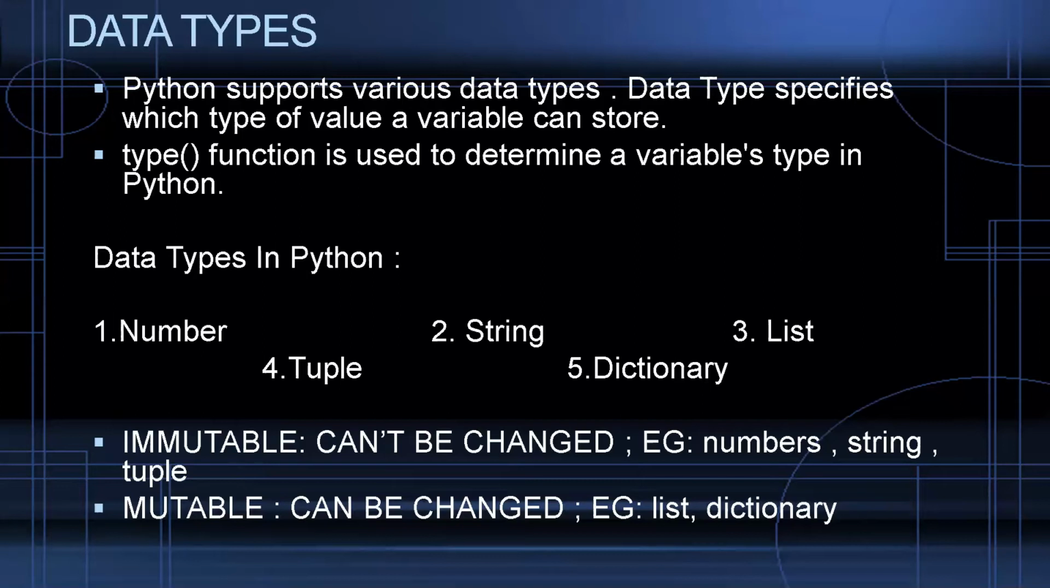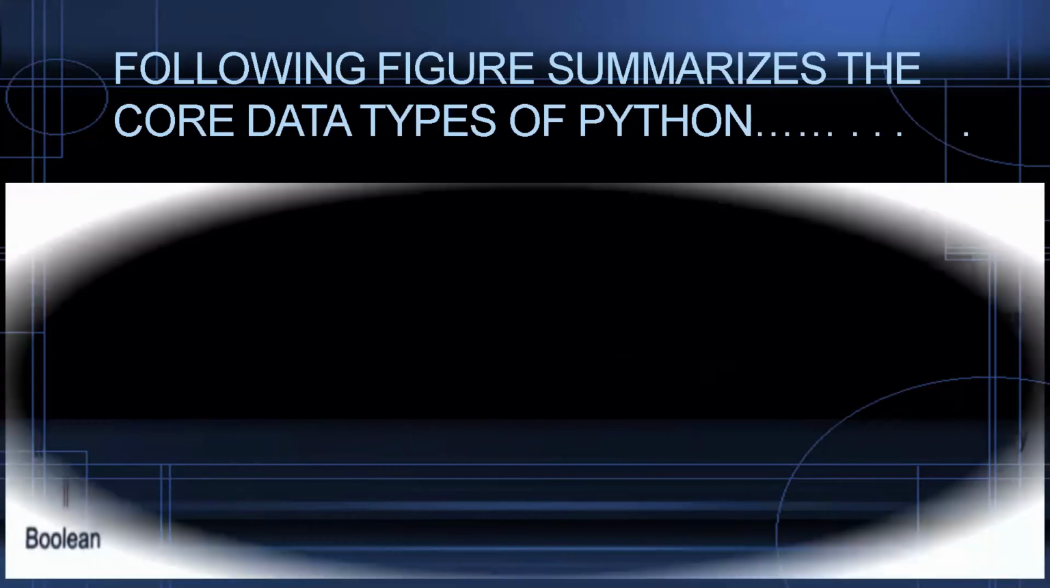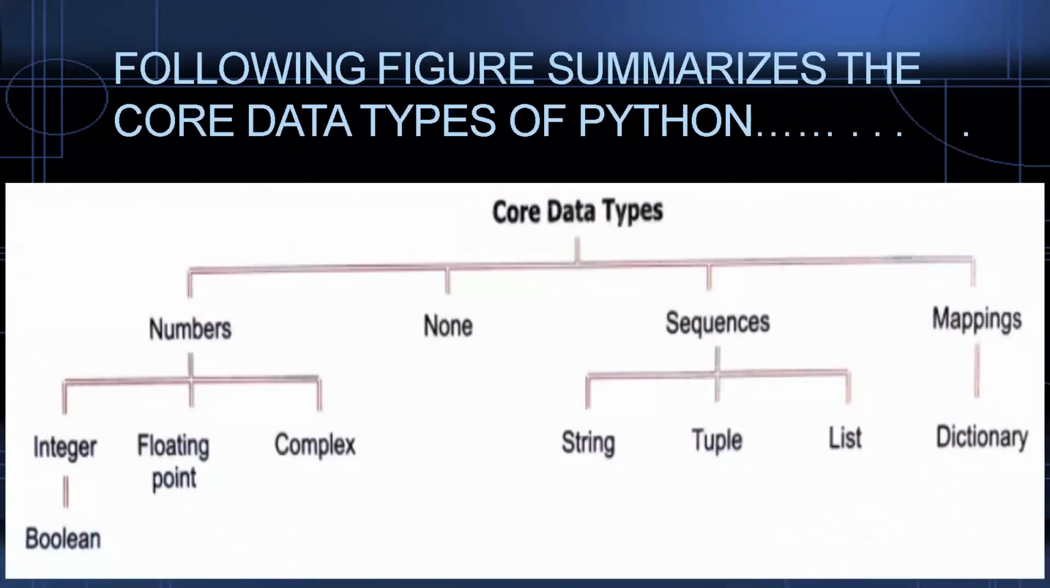Next, let's see the summarization of core data types. Core data types are classified into four: numbers, none, sequences, and mappings. Numbers are classified into three: integer, floating point, and complex. Integer is further classified into Boolean. None represents or refers to emptiness, that is the null value.